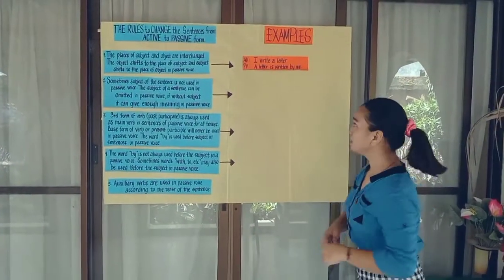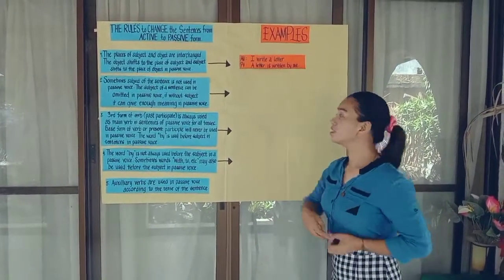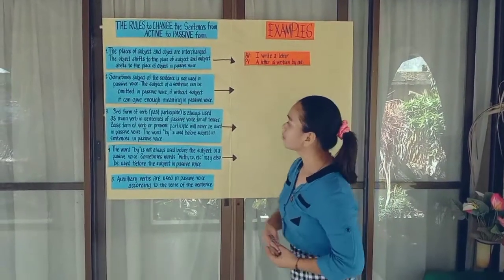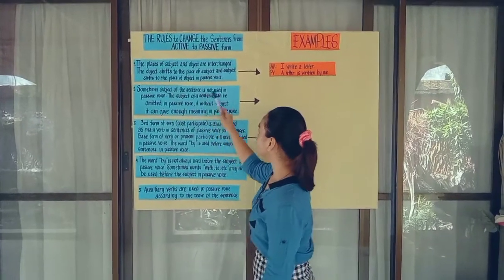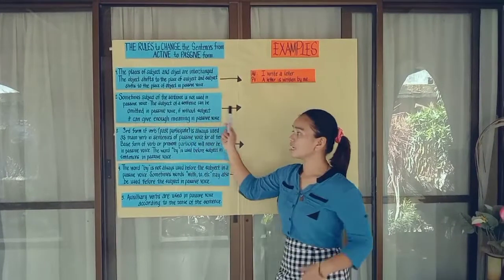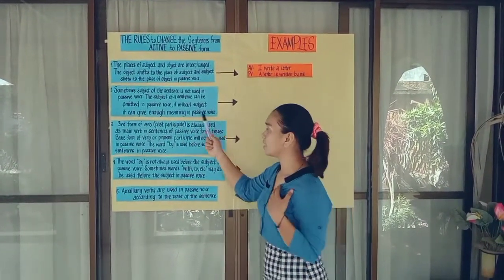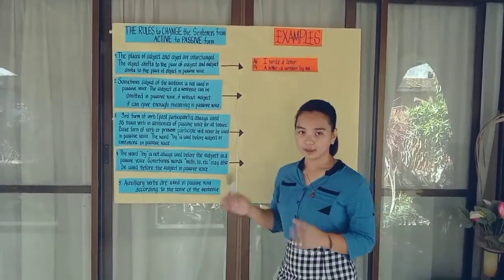In active voice, I write a letter. In passive voice, a letter is written by me. Number two, sometimes the subject of the sentence is not used in passive voice. The subject of a sentence can be omitted in passive voice if, without the subject, it can still give enough meaning. Examples.